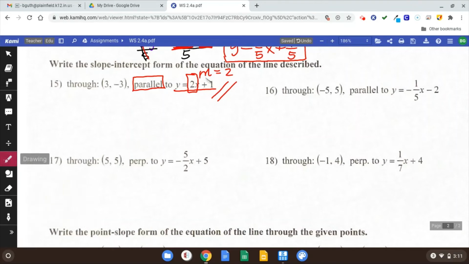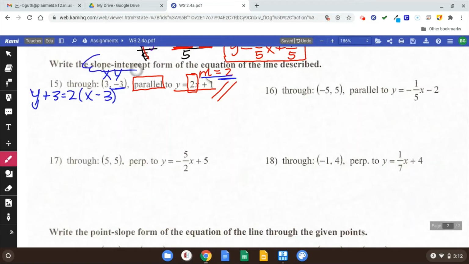So really what we can do is kind of the same thing as what we did before. We've got a point and the slope. So let's do our point slope form. Y minus the y number. So y is negative 3, so minus negative 3 is going to be plus 3. Equals the m number, which was 2, times x minus our x number.